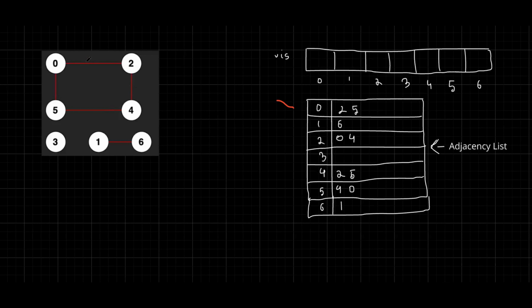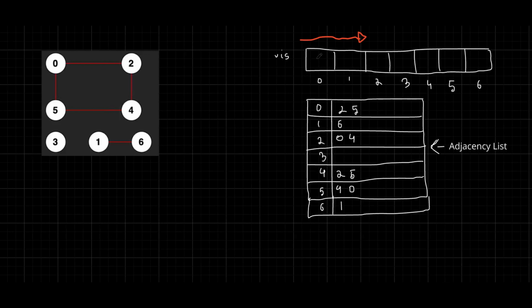Suppose for this edge, 0 and 2, 2 is present in the adjacency list of 0, and 0 is present in the adjacency list of 2. This is similar for the rest of the edges. Now we have to scan each of the elements from left to right, and if our current element is not visited, we have to run our DFS.